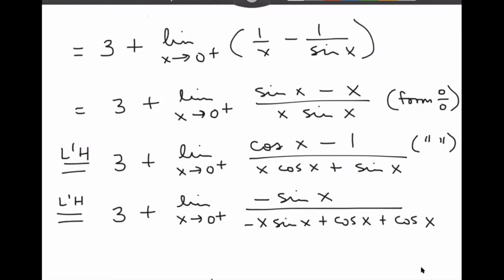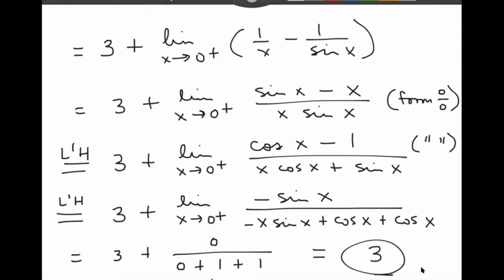And now I think we're in business. Because if you substitute 0 into that, you get 0 on top. Well, let me just show you. 0 on top. x sine x is 0. Cosine of 0 is 1. Cosine 0 is still 1. That is a 0 over 2. That is not indeterminate. That equals 0. So this whole entire limit is equal to 3. Wasn't that fun?